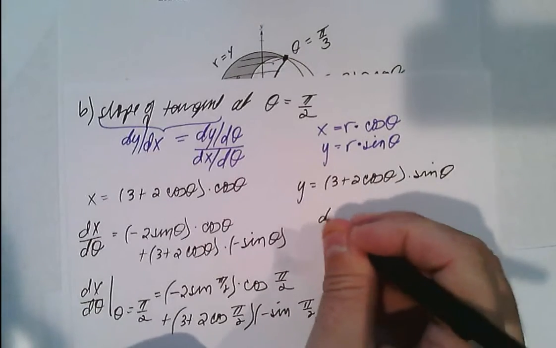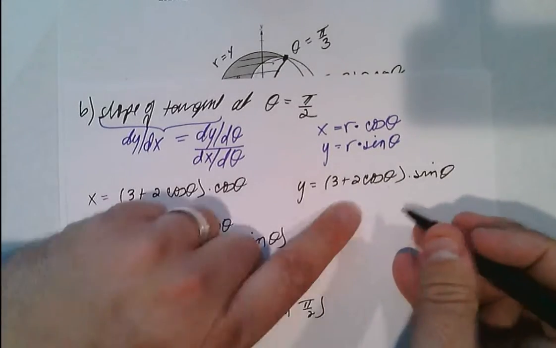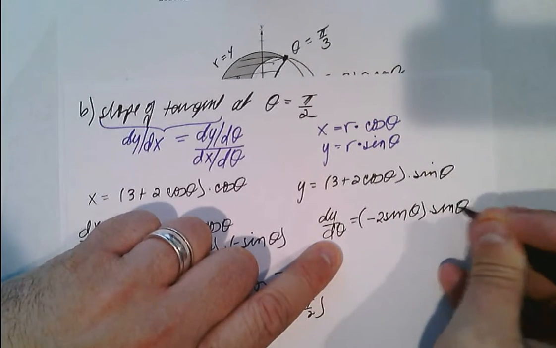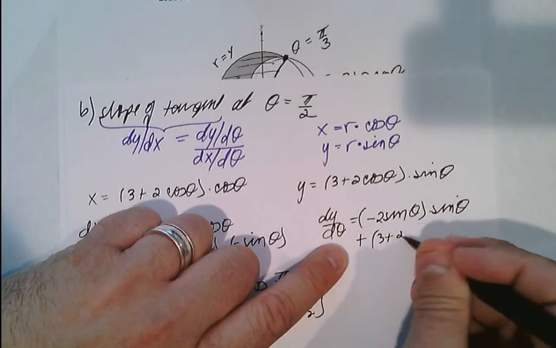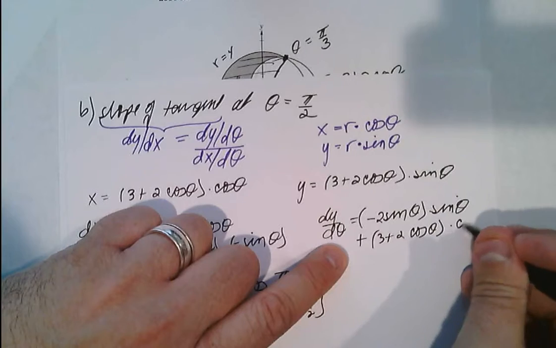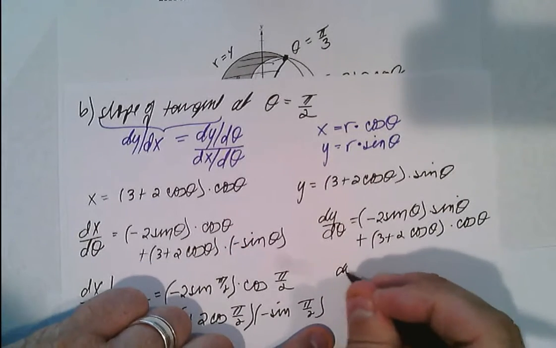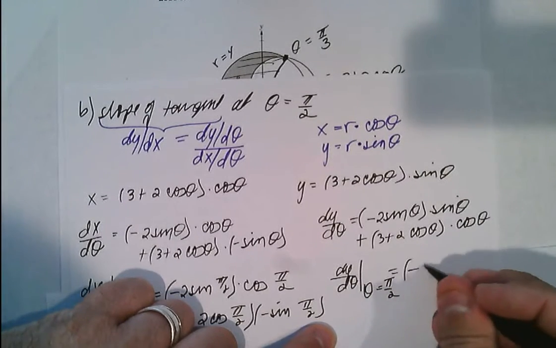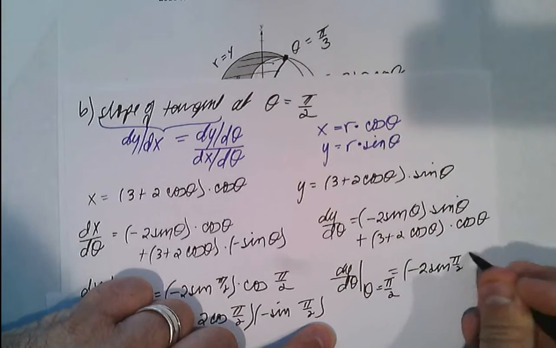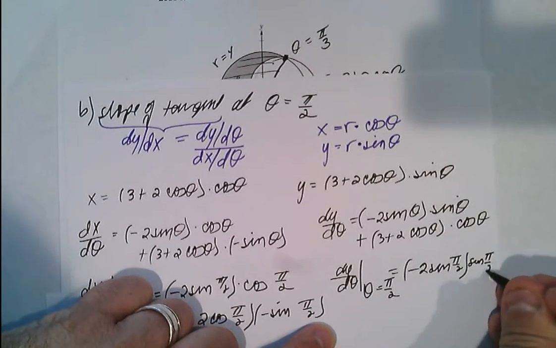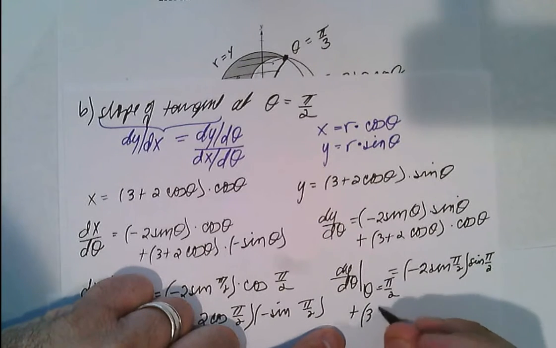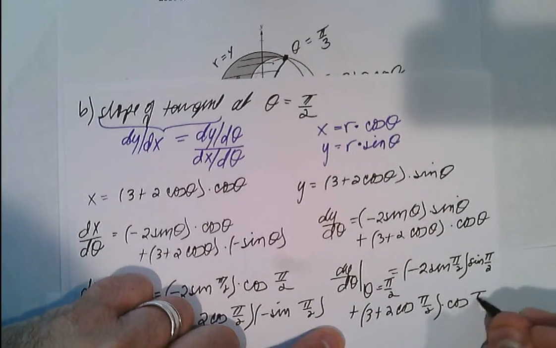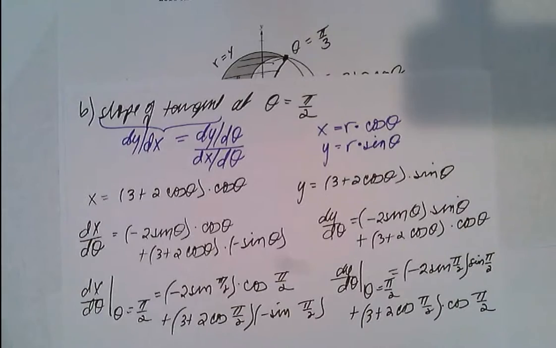I'm going to go over here. I'm going to find the derivative of y with respect to theta. Again, product rule. Negative 2 sine theta times sine theta plus 3 plus 2 cosine theta times cosine theta. Dy d theta at pi over 2 is negative 2 sine pi over 2 times sine pi over 2 plus 3 plus 2 cosine pi over 2 times cosine of pi over 2.